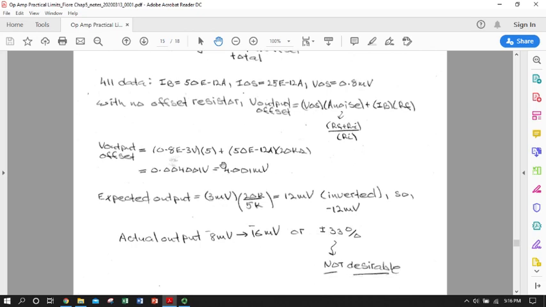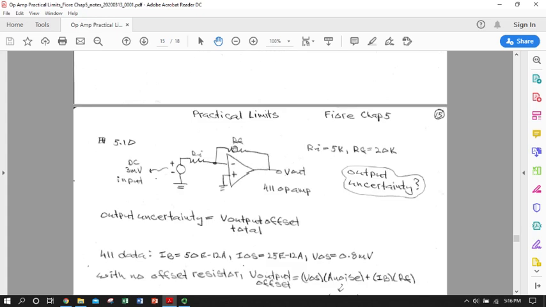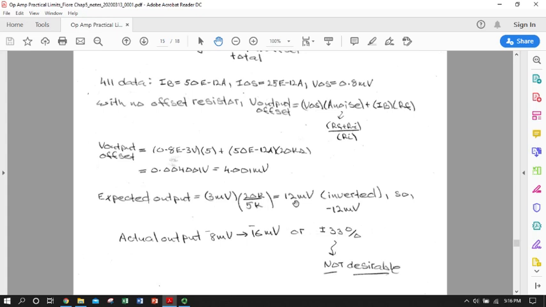So I say, well, 4 millivolts seems like a lot, but what was I expecting to get on an amplified signal? Well, I can calculate what kind of amplified signal I'd get. It's going to be negative RF over RI for an inverting voltage amplifier. So that's 20 divided by 5, that's 4. And it'll flip the sign. So I'm only expecting a 12 millivolt output. I have a 4 millivolt error. So my actual output, and this should be a negative 12 because this is inverting.